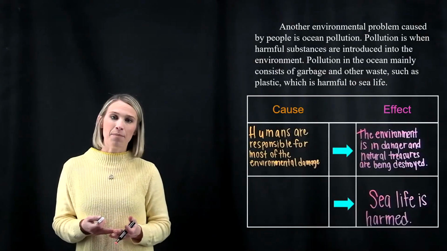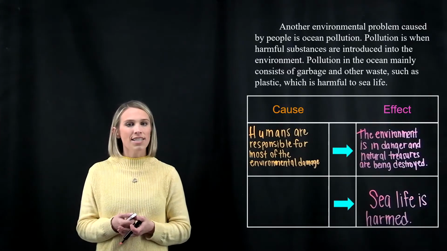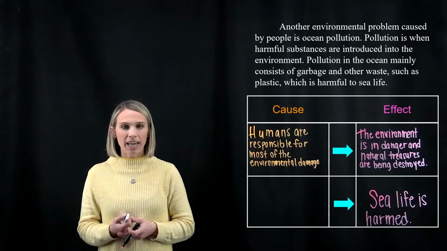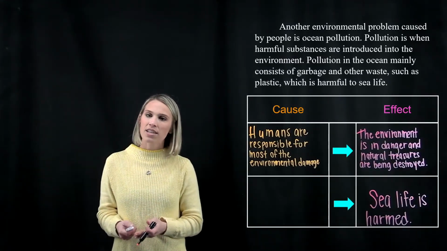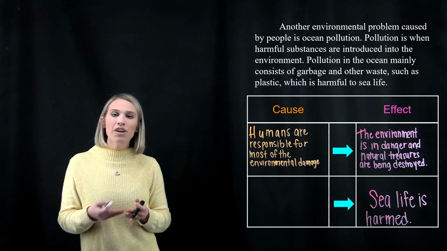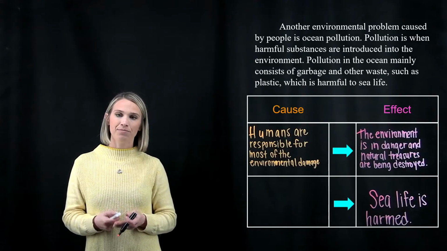Now I need to think about what causes sea life to be harmed. I recognize the cause in the first sentence of the paragraph. So I'm going to read that sentence again to see if the cause is related to the effect sea life is harmed. Another environmental problem caused by humans is ocean pollution.